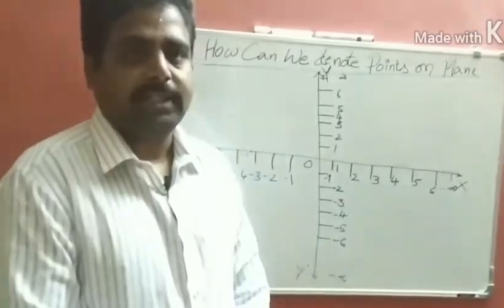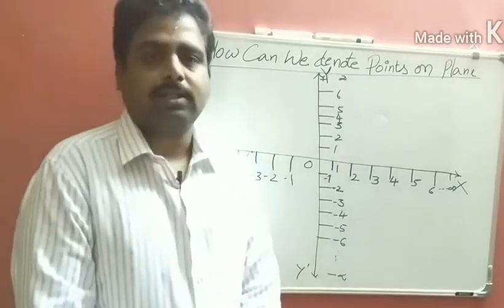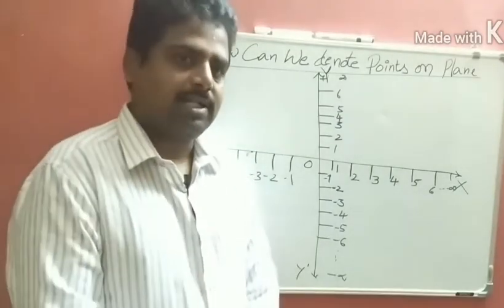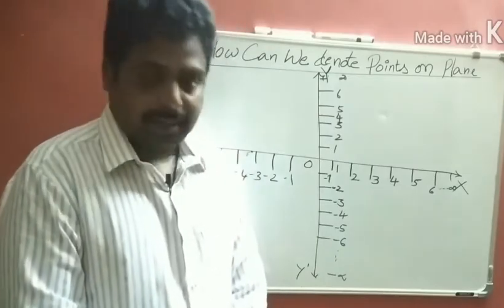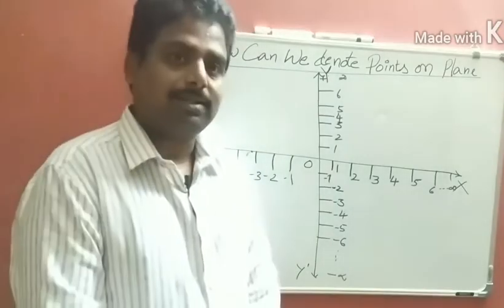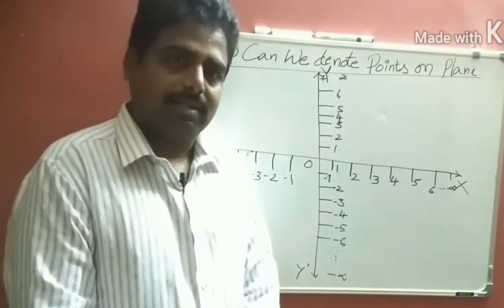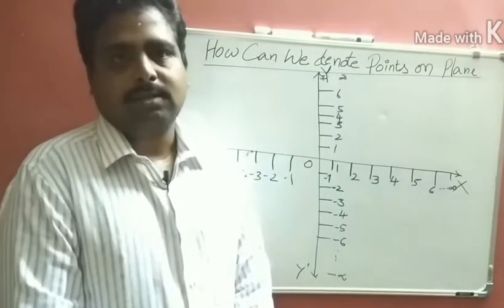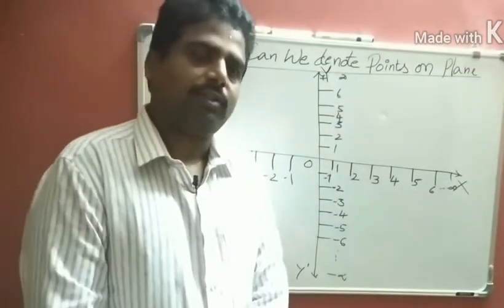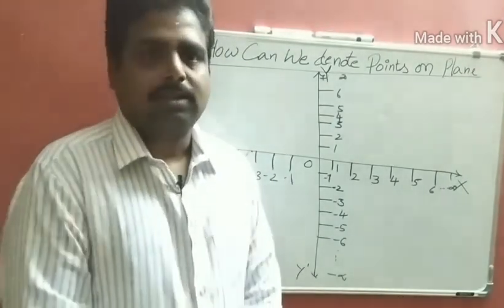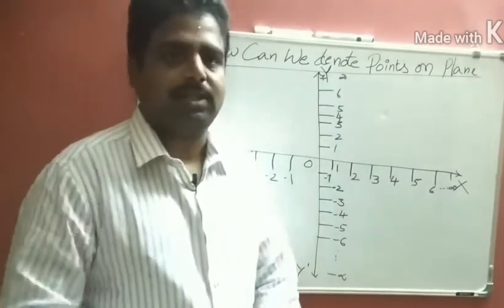Hi, in the last class we discussed the Cartesian plane, how the plane is divided into four parts, what the characteristics of numbers in each quadrant are, how we can identify in which quadrant a given point lies, and what the nature of the origin is and where it is. If you have not seen my first video, I will give the link in the description.